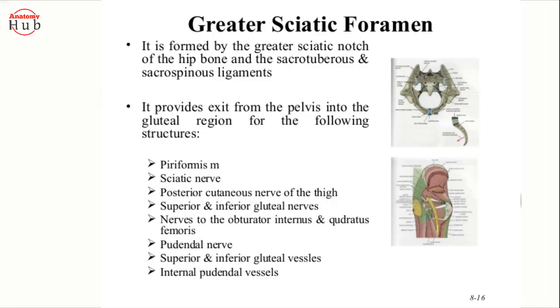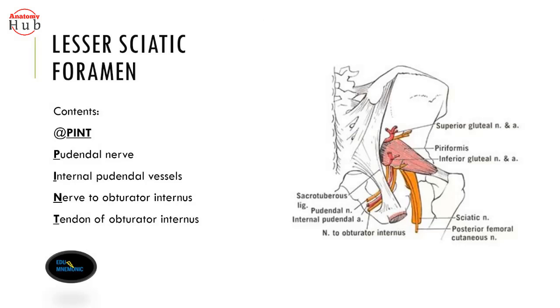Through it pass the piriformis muscle, the superior gluteal and inferior gluteal vessels, the superior gluteal and inferior gluteal nerves, the sciatic nerve, the pudendal nerve, the internal pudendal vessels, and the posterior femoral cutaneous nerve. The lesser sciatic foramen also you will find over there.